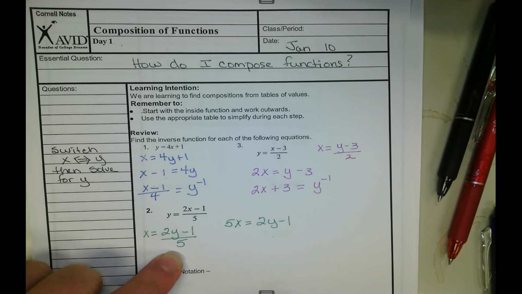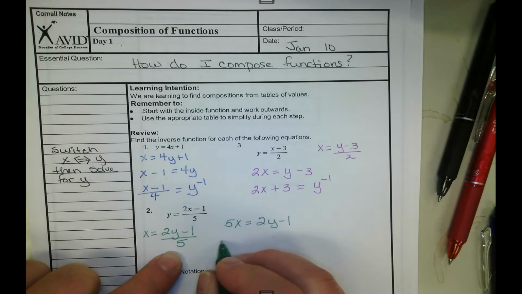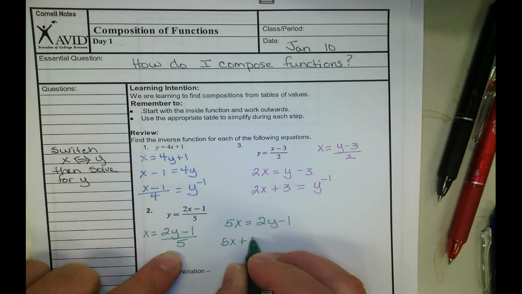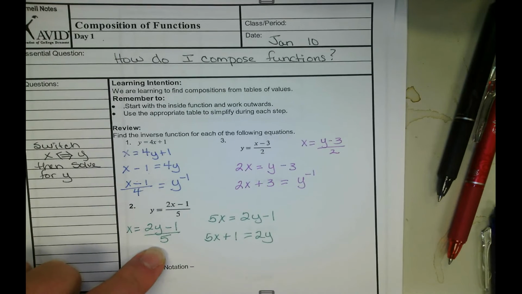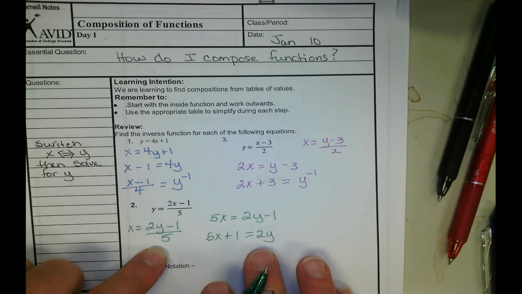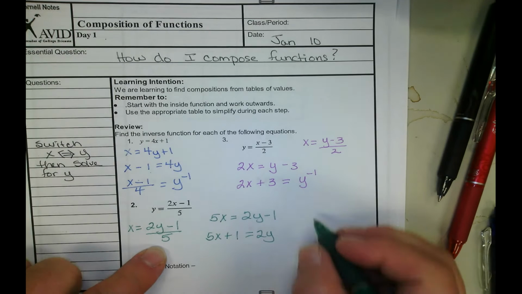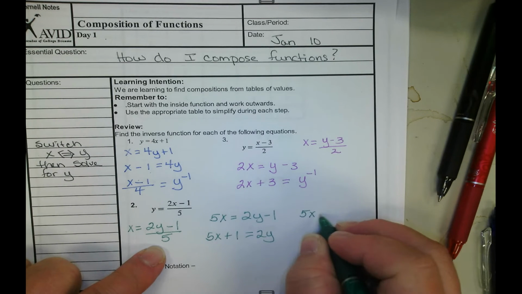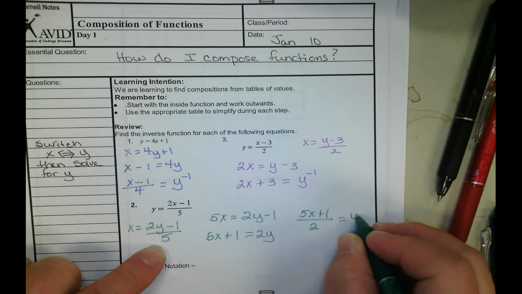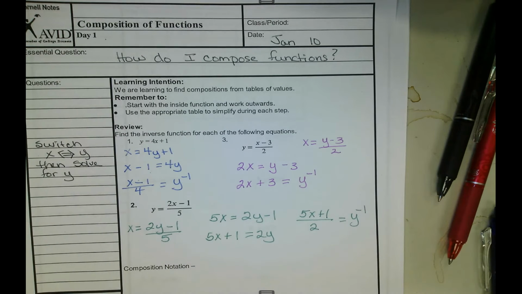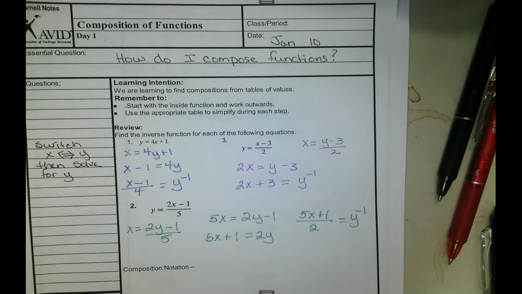I've subtracted 1. The opposite is to add 1. 5x plus 1 is equal to 2y. I've multiplied by 2. The opposite is to divide by 2. (5x plus 1), quantity divided by 2, is equal to my y inverse. I hope that you had good luck doing that and there were no questions.